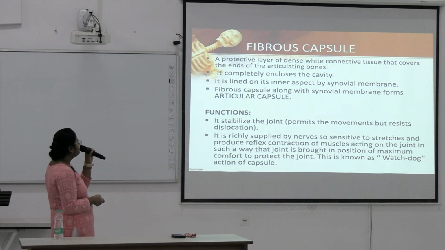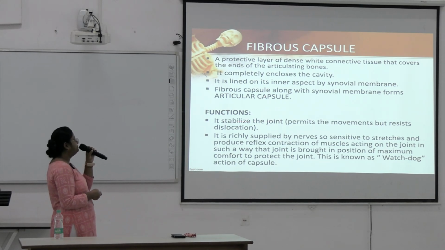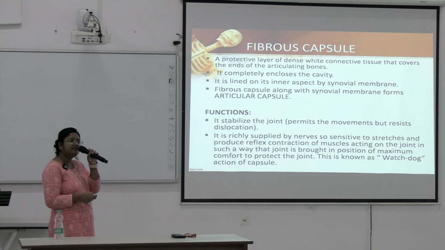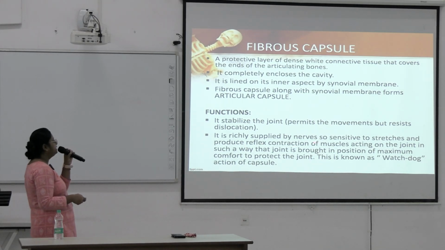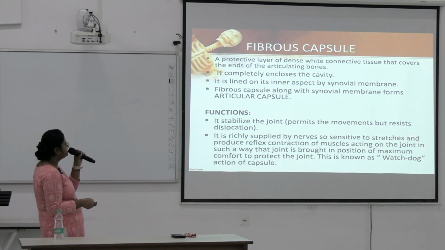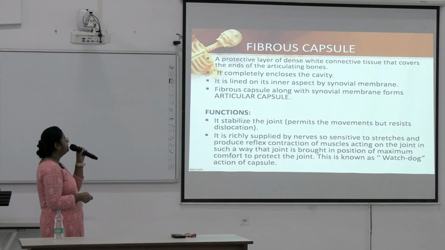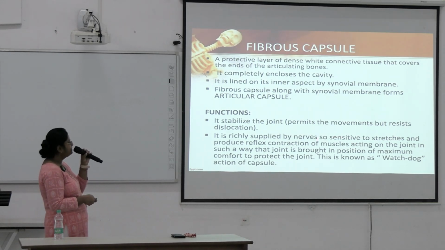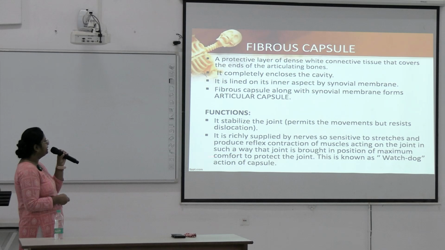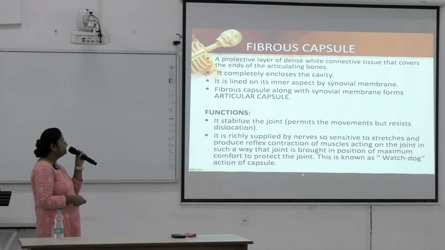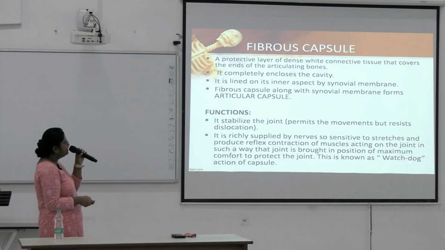All these you have seen. What are the functions? It stabilizes the joint, permits movement but resists dislocation of the joint. It is richly supplied by nerves, so it is sensitive to stretches and produces reflex contraction of muscles acting on the joint in such a way that the joint is brought into a position of maximum comfort to protect the joint. This is known as the watchdog action of the capsule.